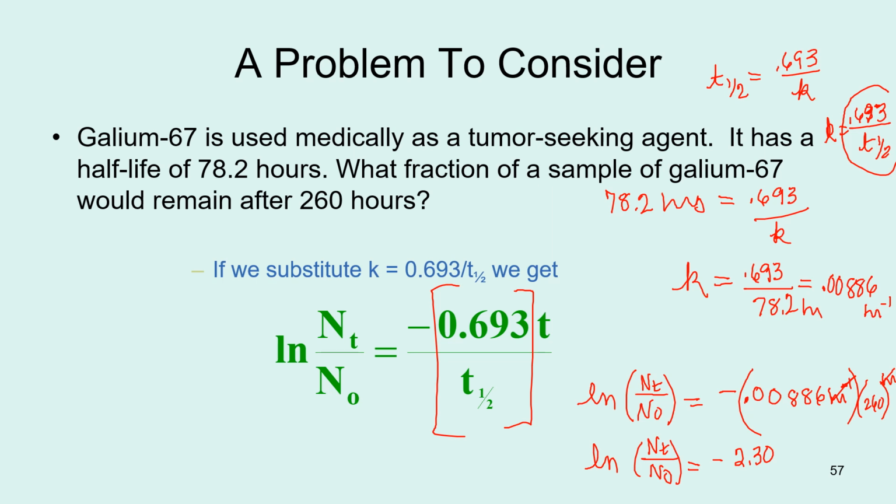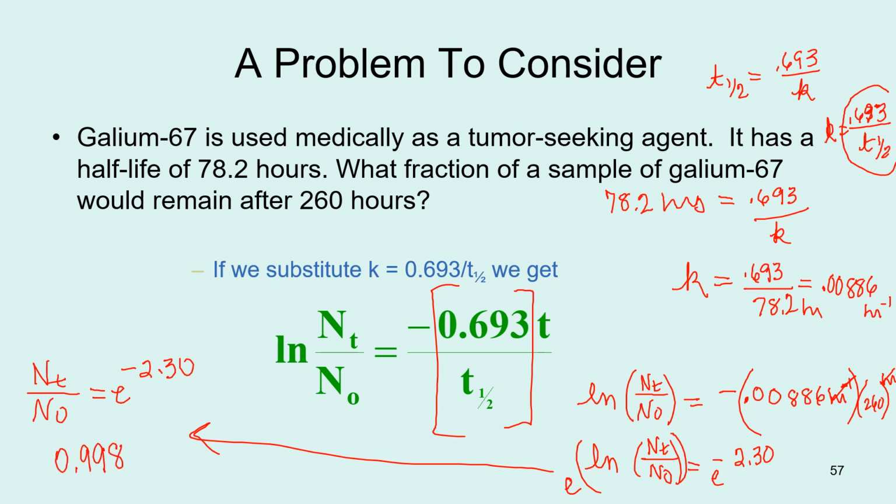Remember that to undo the natural log, you have to raise e. If you have e to the natural log of Nt over N0, those will cancel out. And then you have to raise this side, e, to that side. So that ratio will be equal to e to the negative 2.30. If you raise e to the negative 2.3, you get 0.0998. That's the ratio.